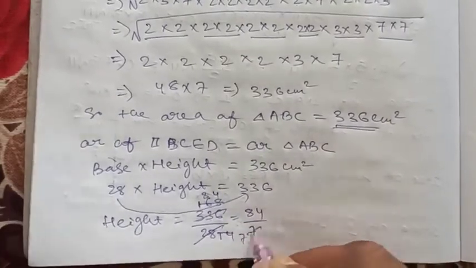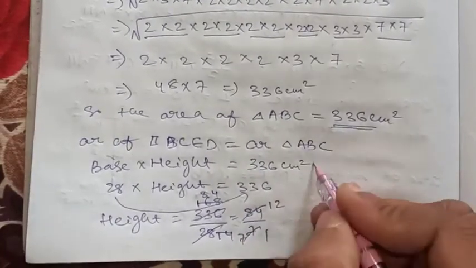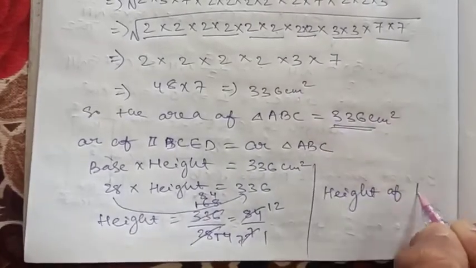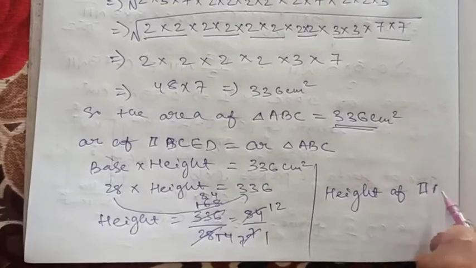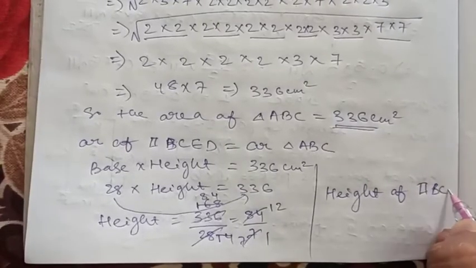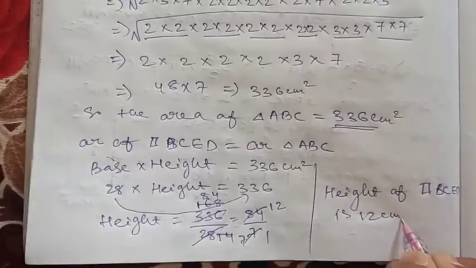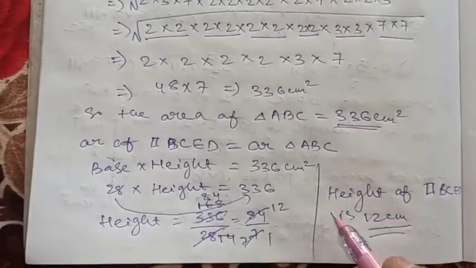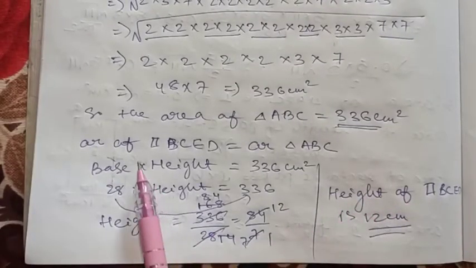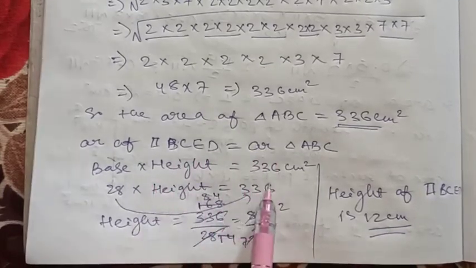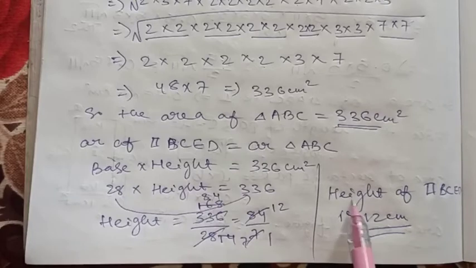84 by 7, 7 1s are 7, 12s are 84. So the height of parallelogram BCED is 12 centimeter. Okay, this is the height of the parallelogram BCED. So according to the question, we have equalized the area of the parallelogram and the triangle, and by using their area formulas we have got the height of the parallelogram as 12 centimeter.